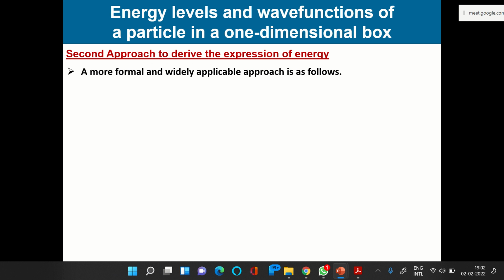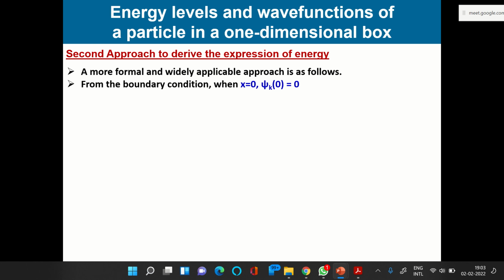So there is a second approach as well to derive the expression of energy, but this is a more formal, more mathematical kind of approach. The first one is also correct. Nobody can say that is wrong. You have a sound logical argument to reach there. Okay, so a second approach can also be taken. It will be slightly longer.